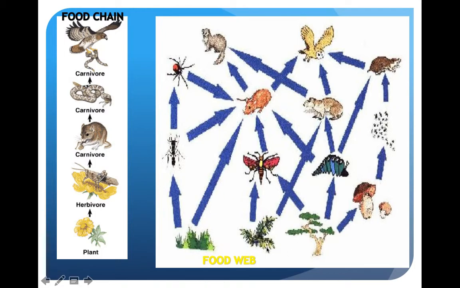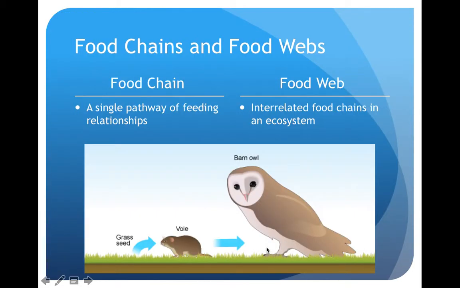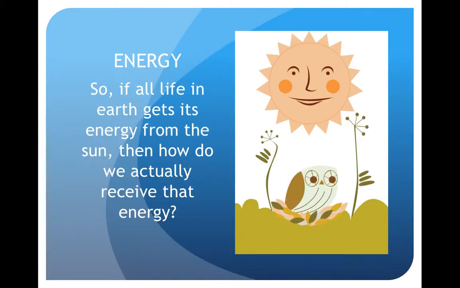So a food web looks a lot more complex because it's showing all the possible food chains, all the possible ways that the energy can be moved through that system. Where the food chain is just showing a single relationship, a single pathway, a food web is going to show you all the possible pathways in that system to move the energy through.